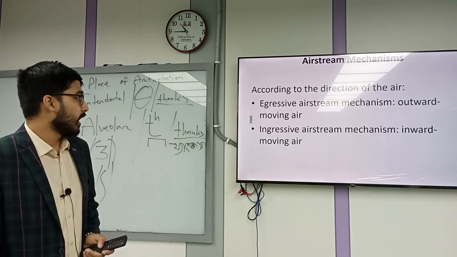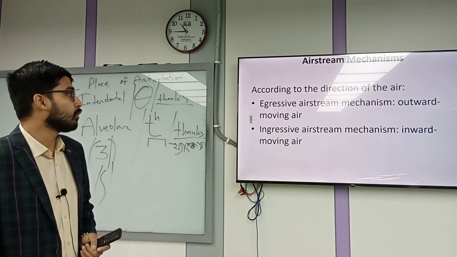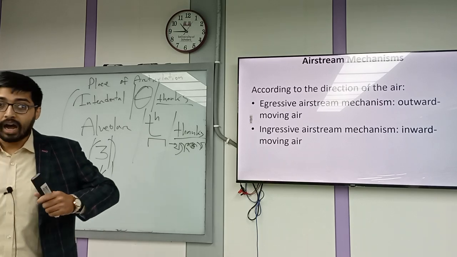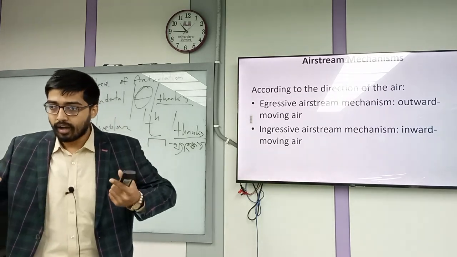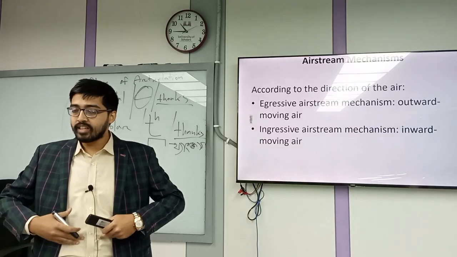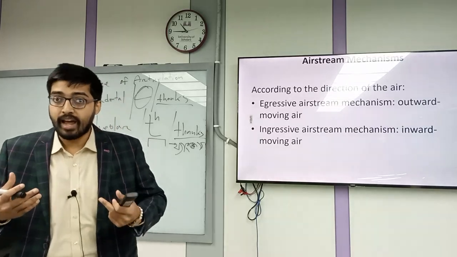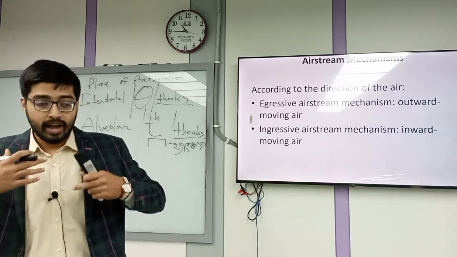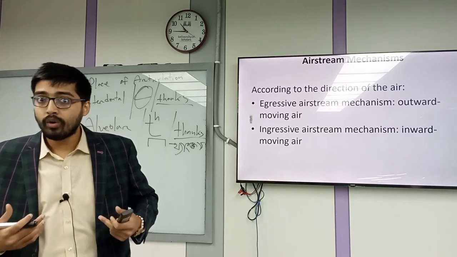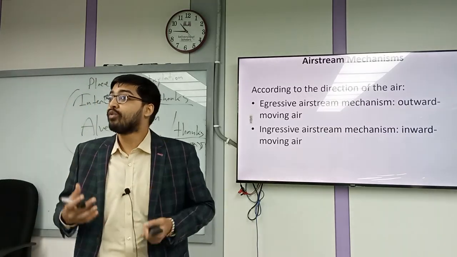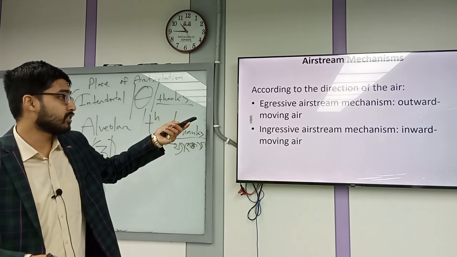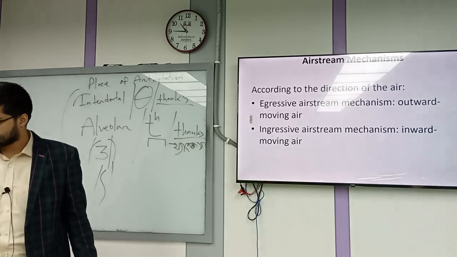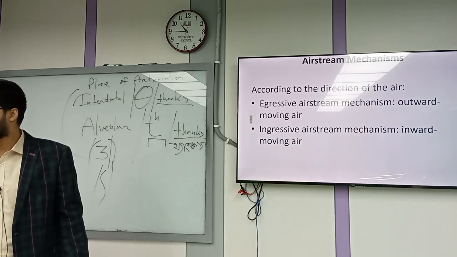According to the direction of the air, aggressive airstream mechanism, outward moving air. Aggressive airstream mechanism basically represents the outward moving air. See, we are forcing the air through our vocal tract and through the vocal cords, the glottis and our vocal tracts. So the air is coming out forcefully. So that's why it's aggressive airstream mechanism. Outward moving air means aggressive airstream mechanism. Write it down, please, everyone. Including that girl, quick.